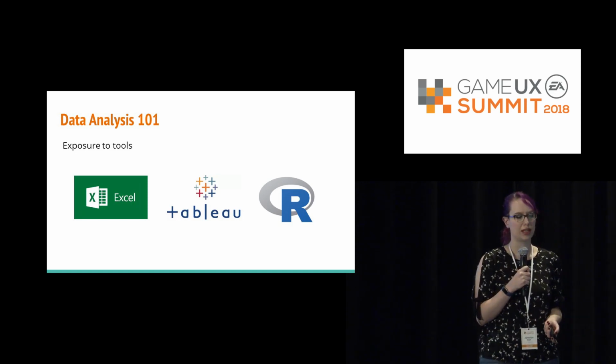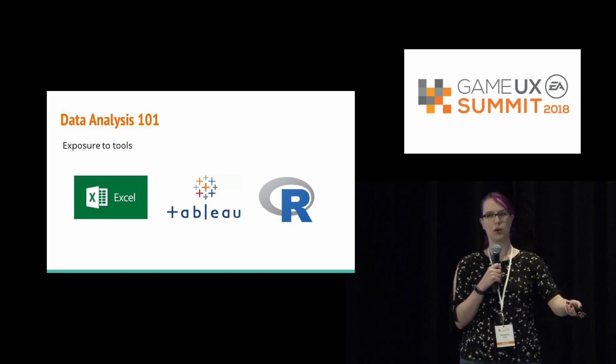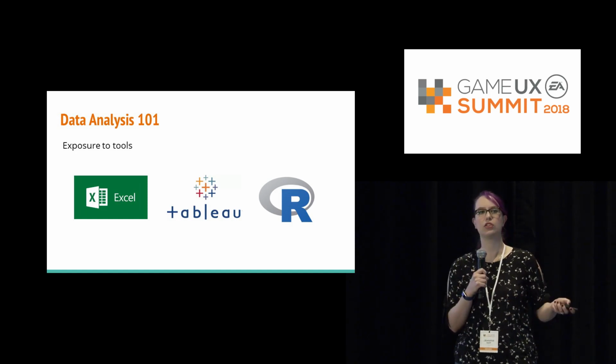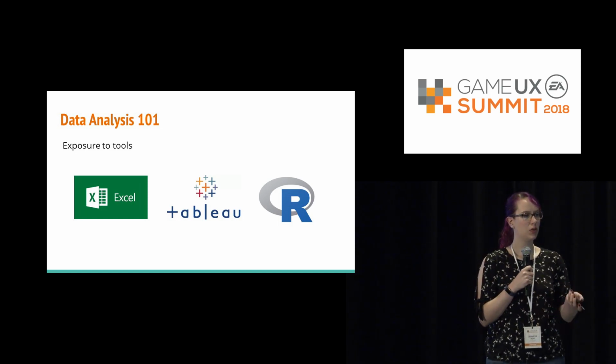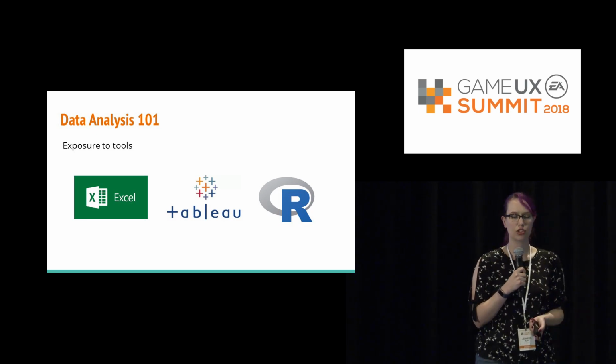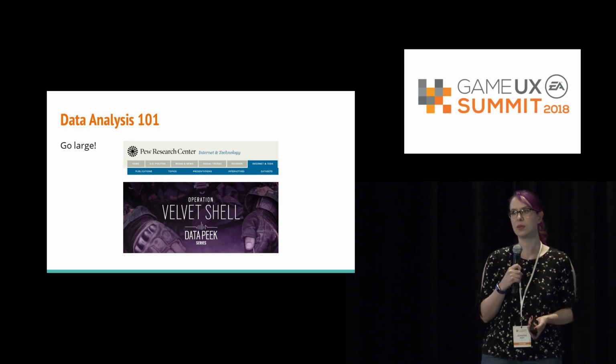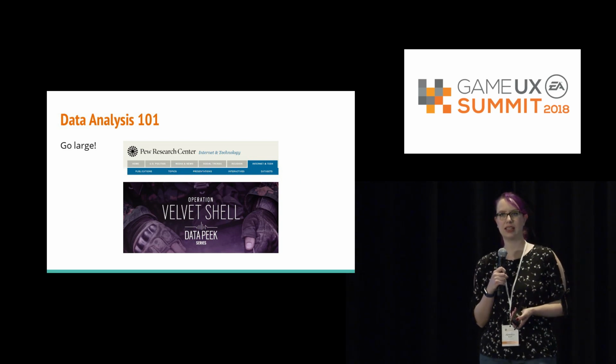So we move to larger data sets a lot of times for Tableau and R, to be like, which tool do you want to use depending upon which data set you receive. So we move to larger data sets like Pew Research, and also Ubisoft has the Velvet Shell Data Peak series, which is awesome. They get to download and actually look at data from a real game.